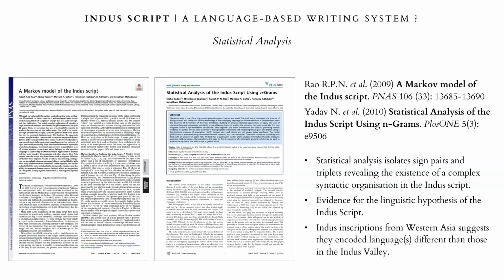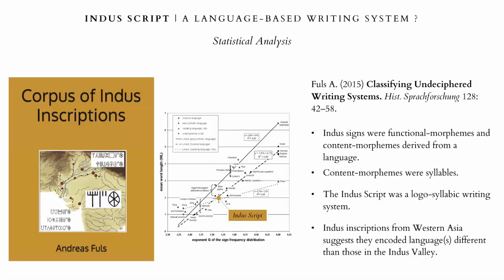Probabilistic modeling of sign sequences has, in fact, revealed structured preferences for certain signs to appear in specific positions, suggesting a functional division paralleling syntactic order in natural languages. Andreas Fuls estimates that the average inscription length and the sign frequency distribution suggest a script with limited grammatical affixation, closely resembling logosyllabic systems such as Third-Millennium cuneiform and likely suited to encode personal names, quantities, and economic administrative information, including professions and socioeconomic roles.